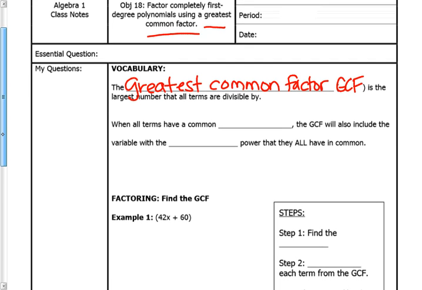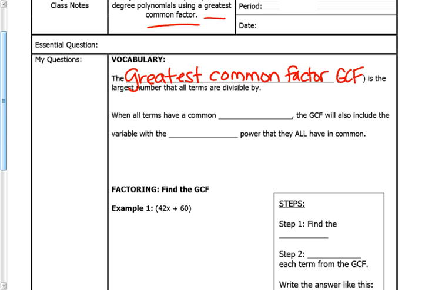When we're including variables, when all the terms that we have in our expression or in our polynomial all have a common variable, we also have to remove that. That's also considered a GCF. So the GCF will also include the variable with the lowest power. It's kind of a little bit confusing because you think greatest would be the highest, but with variables, it's actually the lowest power that they all have in common. So we're looking for the highest coefficient that can be divisible by all of them and the lowest variable that can come out of all of them.